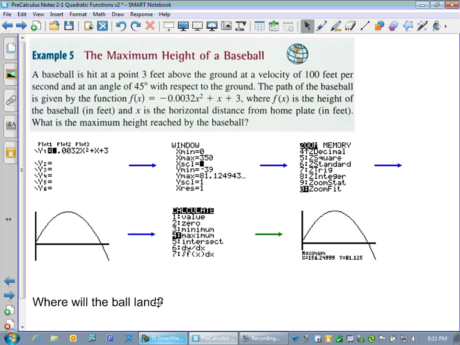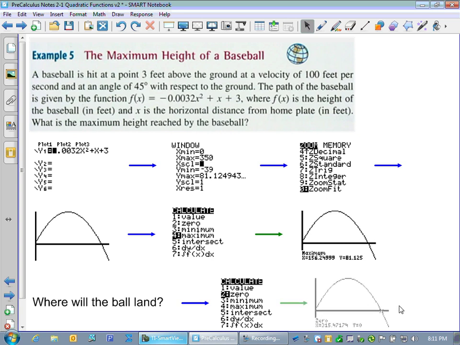And then where will the ball land? From this graph, we can go to Second Trace, the Calculate menu. This time we're going to choose option number 2 because we want to know where the value of the function equals 0. And choosing the proper left and right bounds, you're going to find that that happens at 315.47 feet.